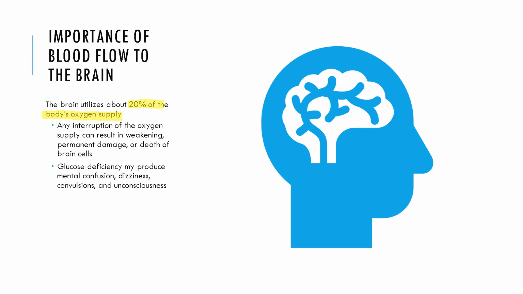If blood entering the brain has low levels of glucose, we're going to get mental confusion, dizziness, convulsions, or even loss of consciousness that can occur. So blood flow is really, really important to the brain, and having adequate amounts of certain substances like glucose and oxygen in that blood is extremely important.